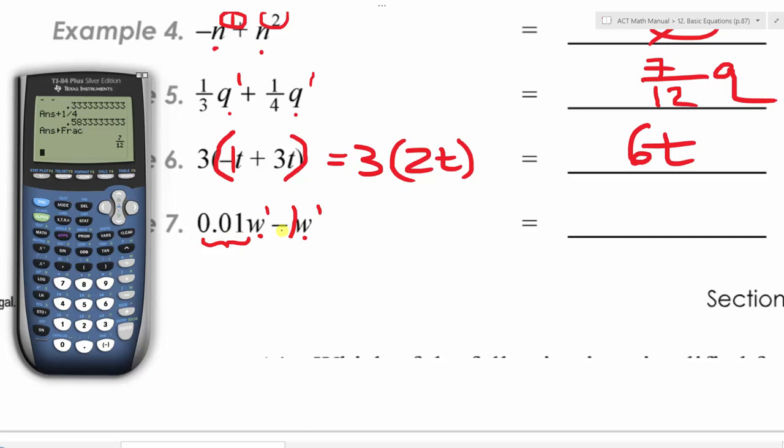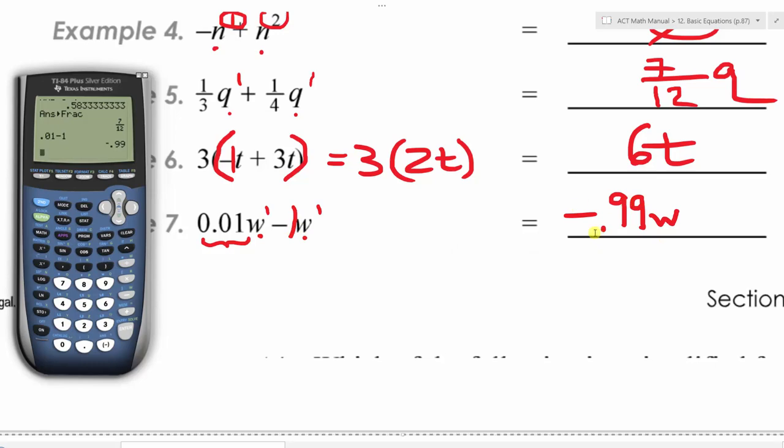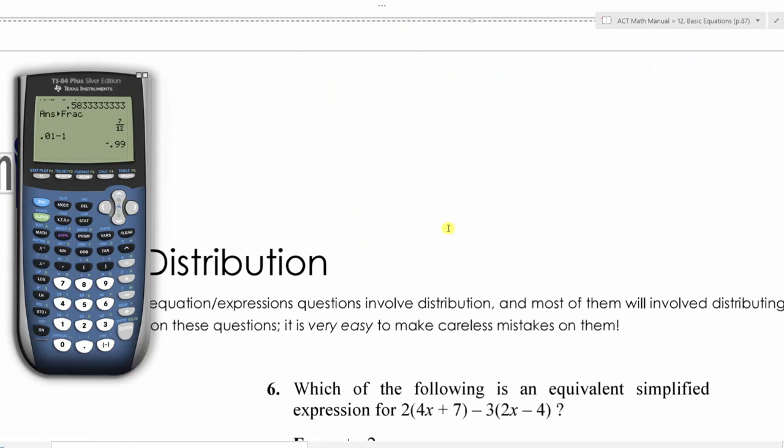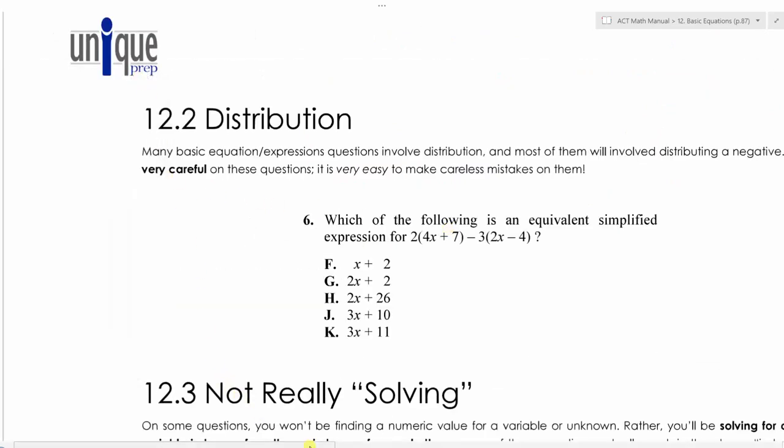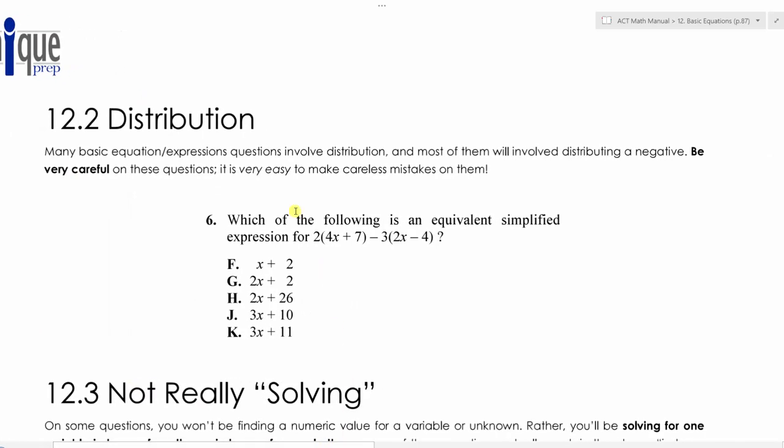So we have 0.01 minus 1, and we get negative 0.99w. So 0.01 w's, take away 1 w will give us negative 0.99 w. So again, I know for some students that was probably very simple. For others, you might have had a little bit of hesitance, a little bit of difficulty, and if you did, that's fine. Just make sure you do whatever it takes to get those skills solid, because you will need them very frequently on this test.